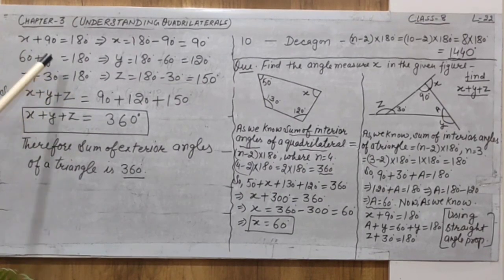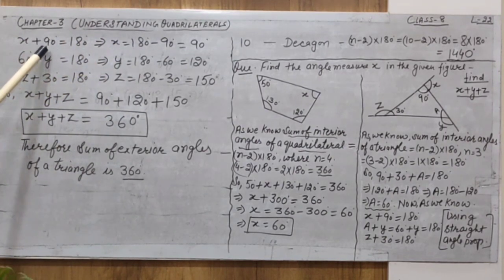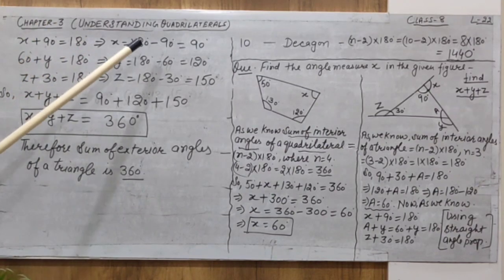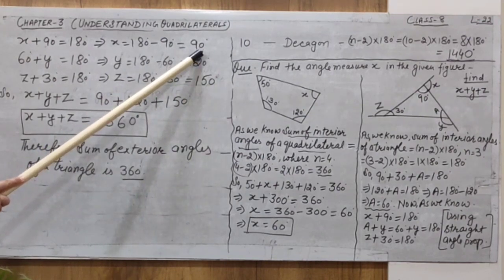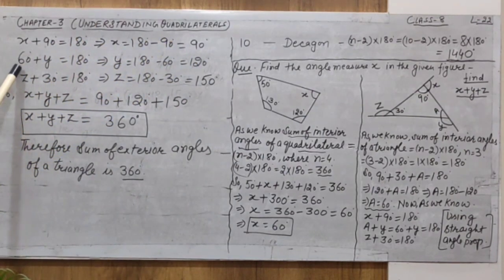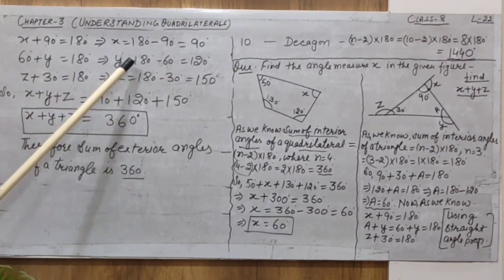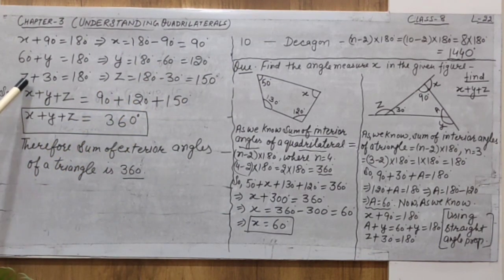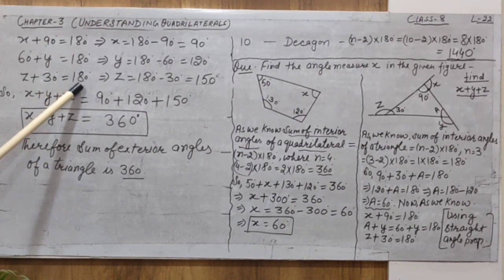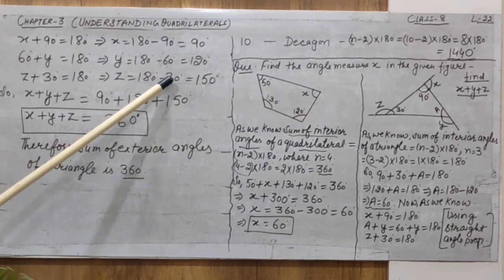Now using the transpose property, transpose 90 towards the right hand side. Solving this equation, x is equal to 180 minus 90, it is subtracted from 180, and we get 90 degrees. Next, 60 plus y: transpose 60 towards the right hand side, we get y is equal to 180 minus 60, that is 120 degrees. Next, z plus 30 is equal to 180 degrees. So z is equal to 180 minus 30.